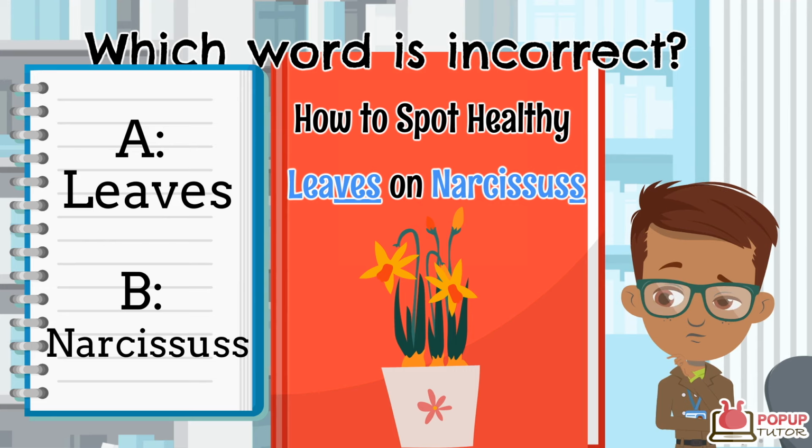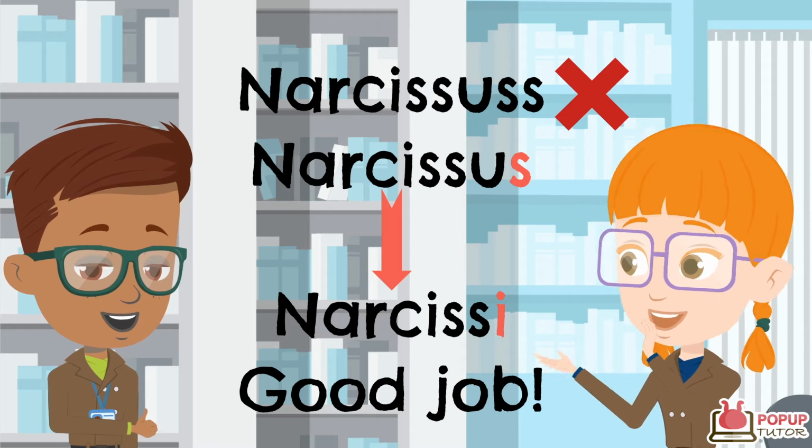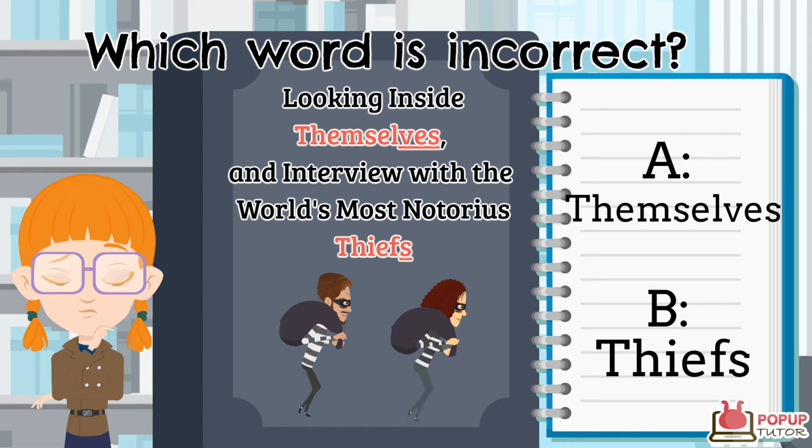Look at this next book. How to Spot Healthy Leaves on Narcissuses. Which plural noun is spelled incorrectly? Word A, leaves, or word B, narcissuses? Word B, narcissuses. It should be narcissi. Almost at the end now.